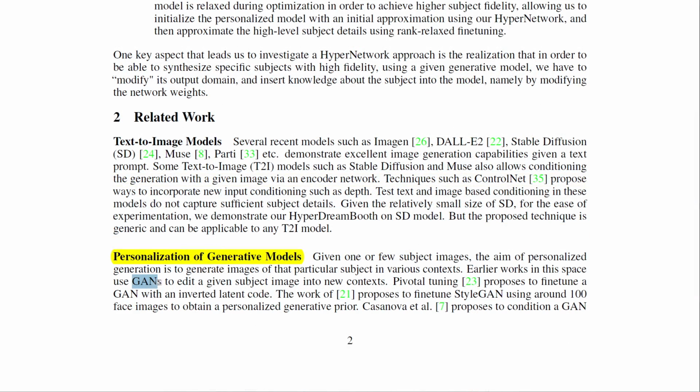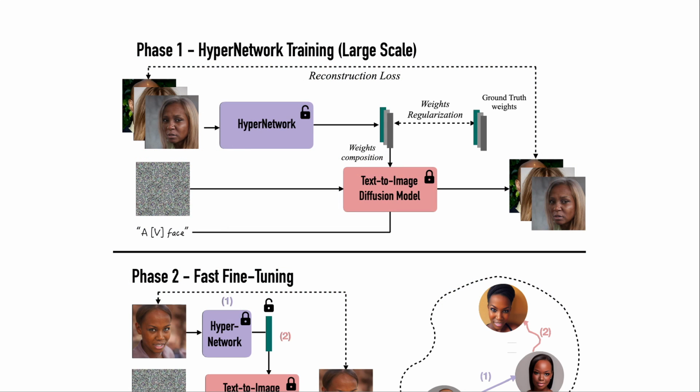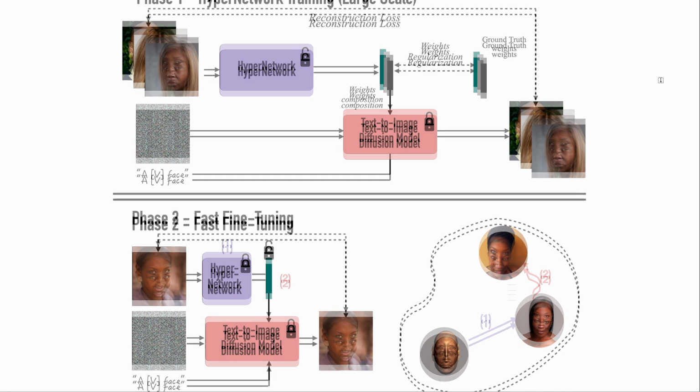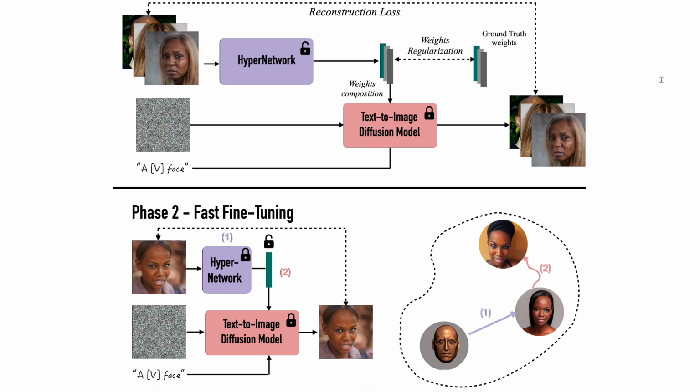Before HyperDreamBooth, earlier methods using GANs or pivotal tuning faced challenges like poor subject fidelity or limited context diversity in generating images. But HyperDreamBooth takes a different approach, optimizing the entire text-to-image network weights to adapt to a given subject, ensuring higher subject fidelity in the output images.